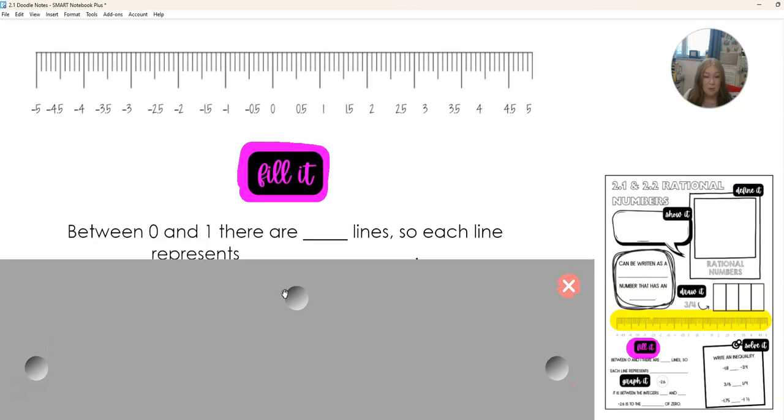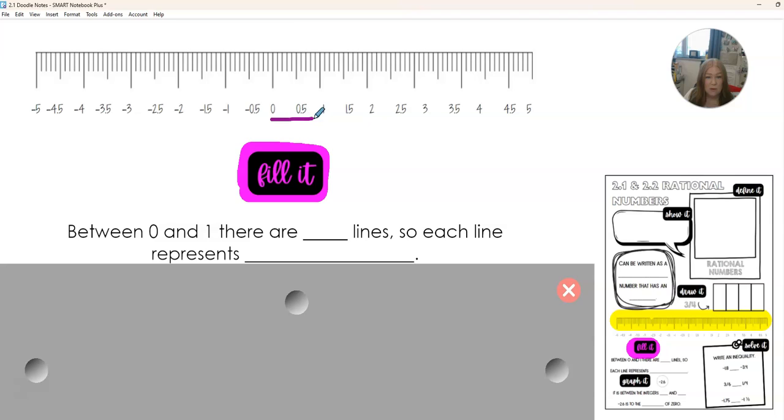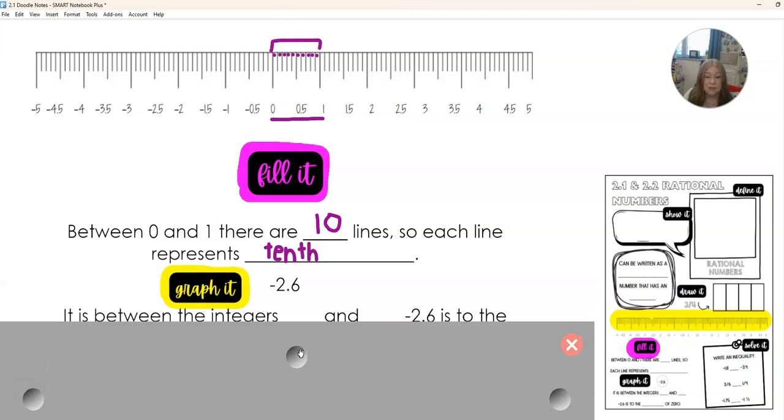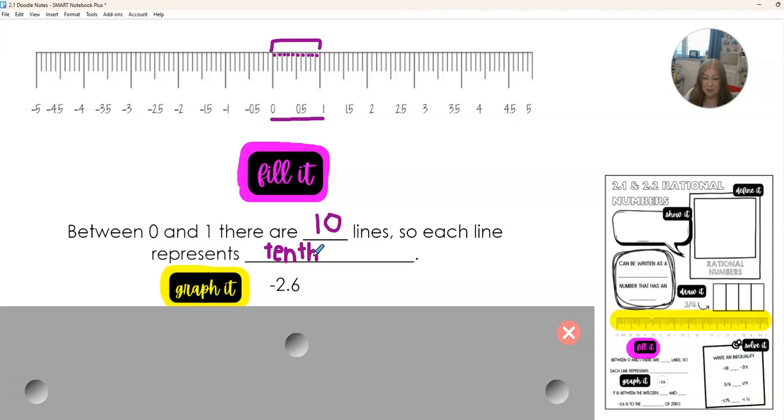Okay, so next up we have this section here. So if we look between 0 to 1, so from here to here, there are how many lines between there? So I guess there's how many spaces between there, right? So here's 1, 2, 3, 4, 5, 6, 7, 8, 9, 10. There are 10 lines here. So that means if we break up 1 into 10 pieces, each one of those spaces represents a tenth. So we're talking about fractions and tenths or decimals, tenths.